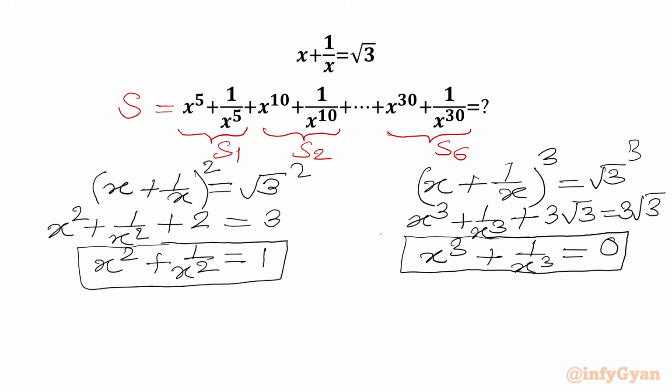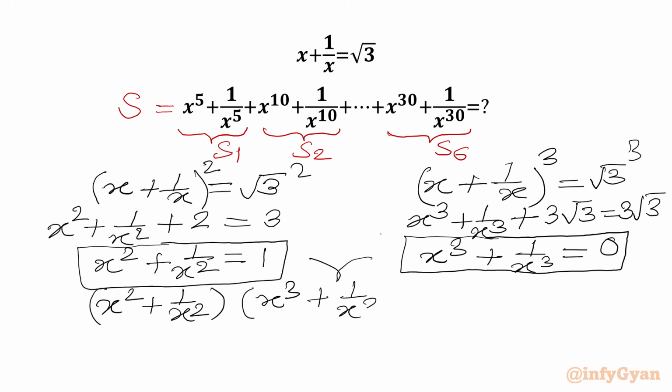Now we are going to multiply these two equations to get the value of S1. So let us multiply these two equations. We will get x square plus 1 over x square times x cube plus 1 over x cube equal to 1 times 0, which will be equal to 0.